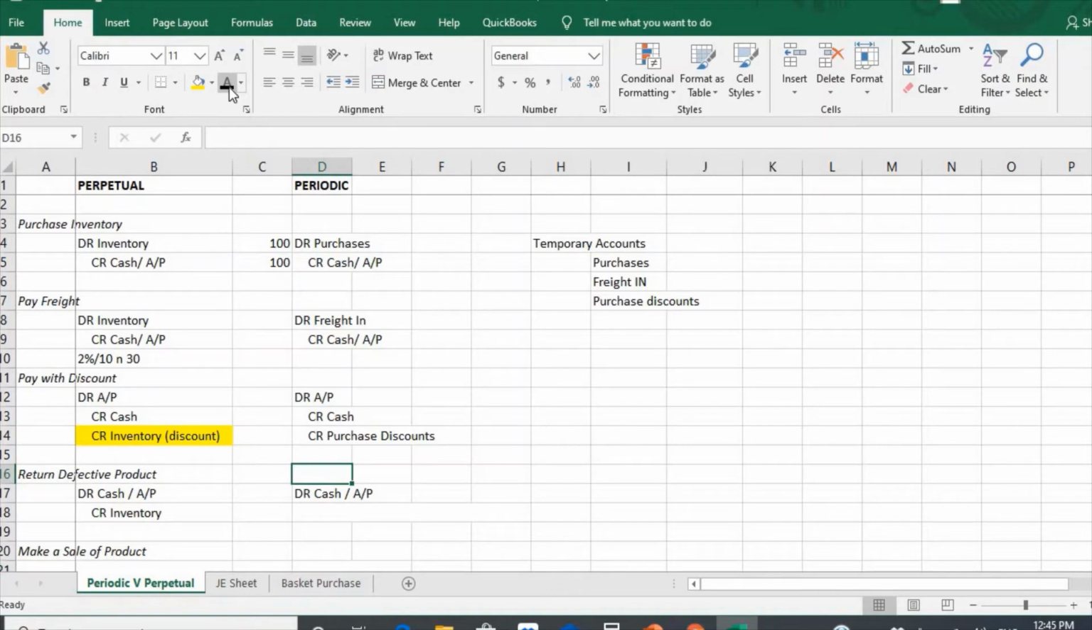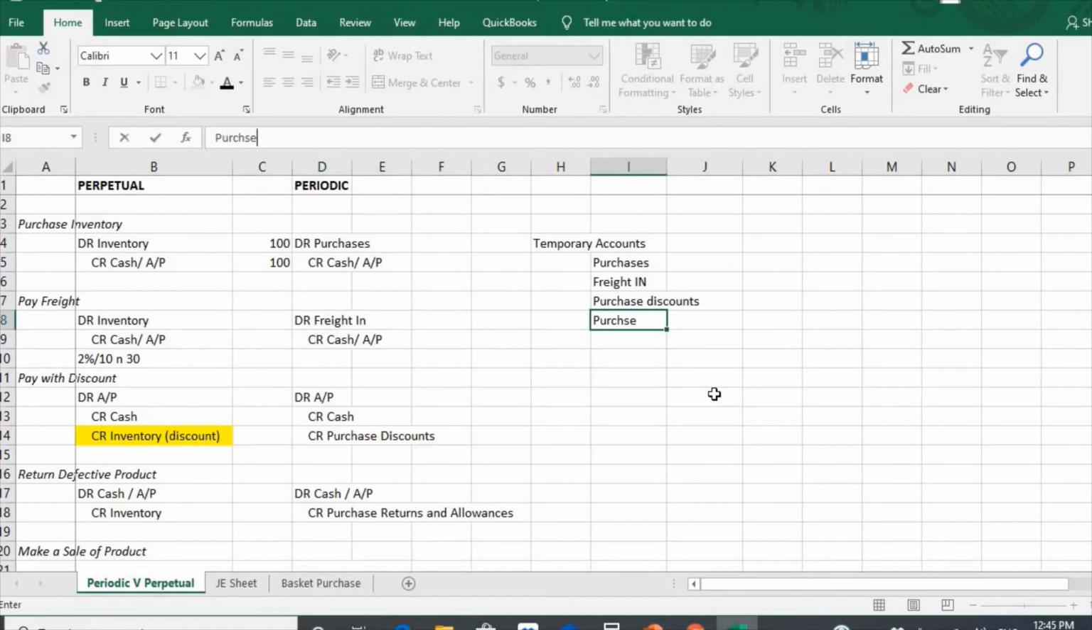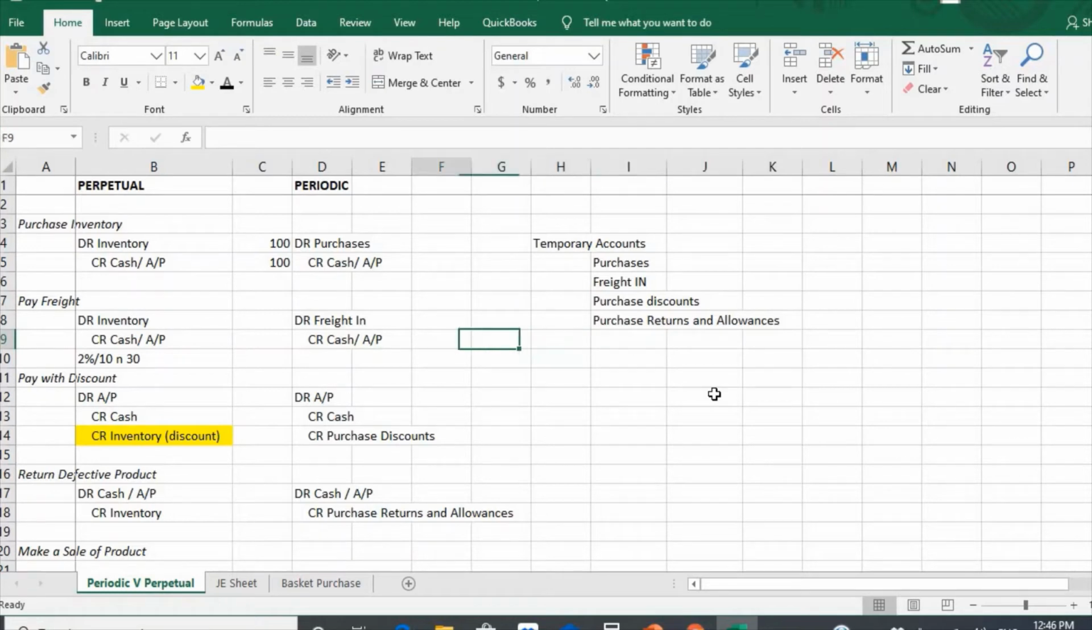So what other account do you think that we would use? And in my head, I can see all of your hands up and you're saying, well, create a new temporary account. Yeah, a new temporary account called purchase returns and allowances. We would use this same account if we were getting an allowance as well. So if we called them and they decided to give us some sort of discount rather than returning the items.